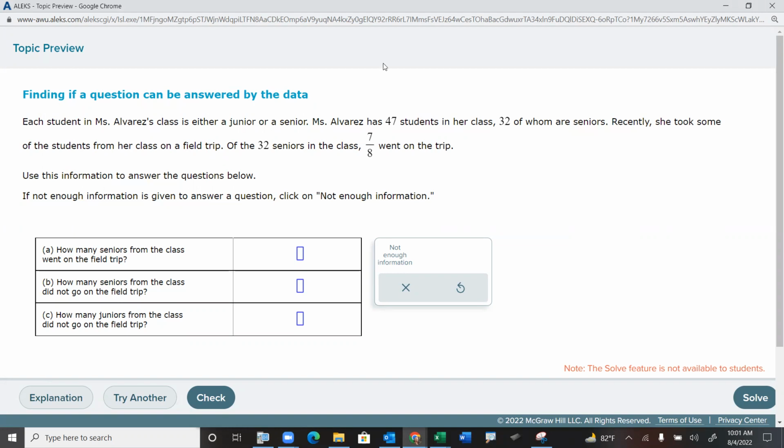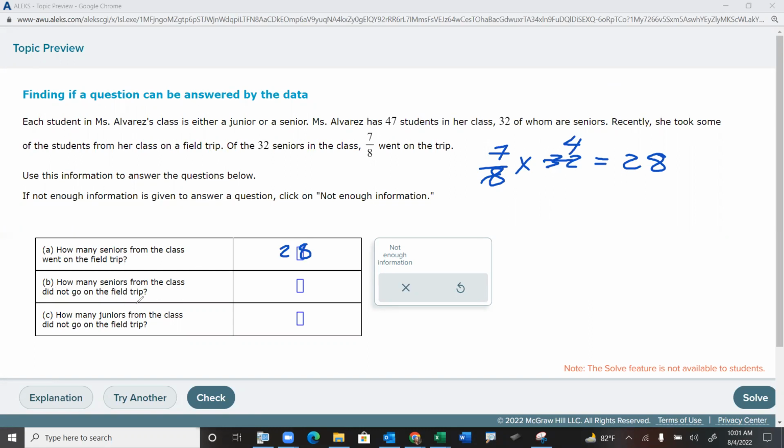Recently, she took some of the students from her class on a field trip. Of the 32 seniors in the class, 7/8 went on the trip. So let's see what we got here. How many seniors from the class went on the trip? Well, it said that 7/8 of 32 students went on the trip. So 28 students. You can cancel the eights there and get the 28.